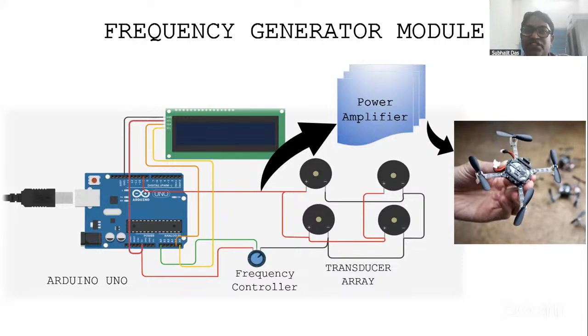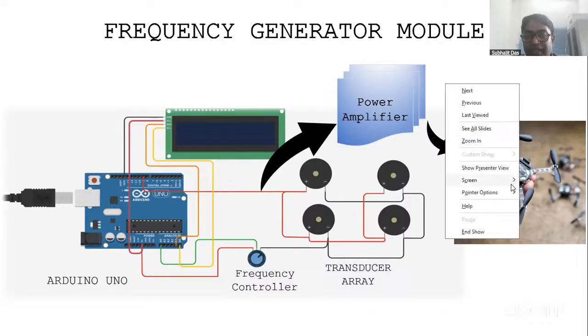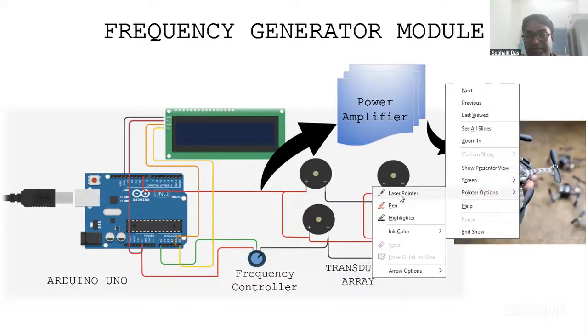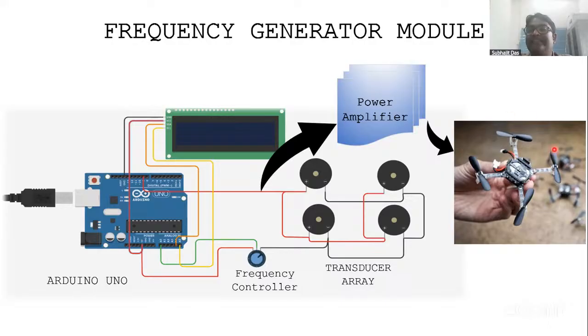But the challenge here is that this is a swarm drone. If anybody knows what a swarm drone is, I would like to show this with the laser pointer. So this is a swarm drone. You can see the size. And if you know about the power amplifier, it is a little bit bigger in size. So we can't accommodate a power amplifier in this kind of drone. We need to make it smaller to accommodate.